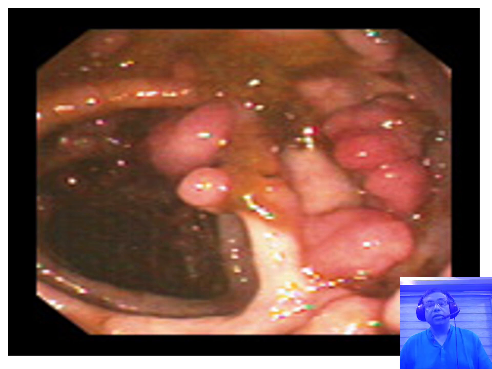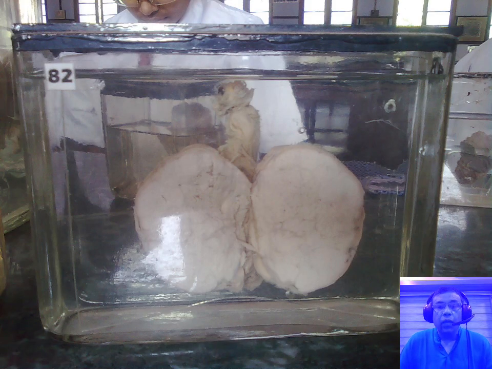Now, what about this endoscopic appearance? You get multiple polyposis. What is the condition causing multiple polyposis? The condition causing multiple polyposis is familial adenomatous polyposis. So you should know about familial adenomatous polyposis, and there may be some questions based on that.